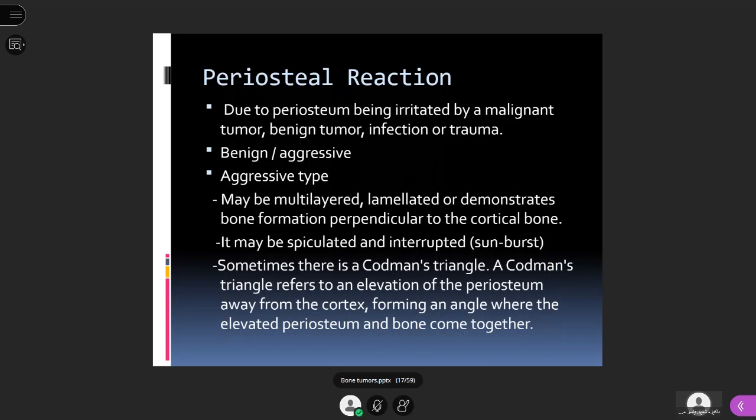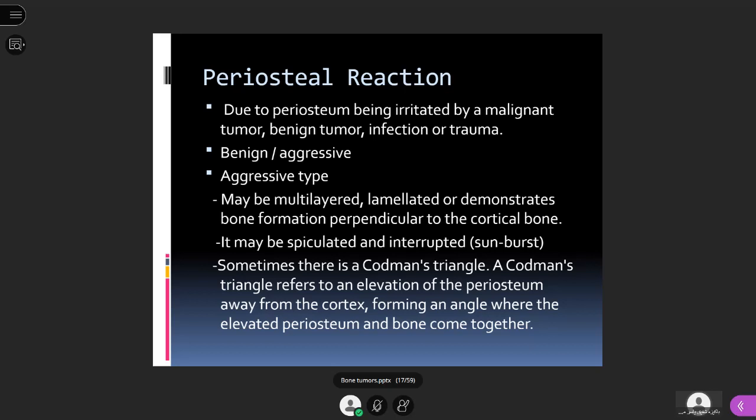So what is periosteal reaction? Periosteal reaction is due to the periosteum being irritated by a malignant tumor, benign tumor, infection or trauma. So there can be many causes of periosteal reaction. It can be a tumor, it can be an underlying infection or it can be trauma. Trauma obviously will result in a fracture and that will lead to periosteal reaction. It can be benign or aggressive.